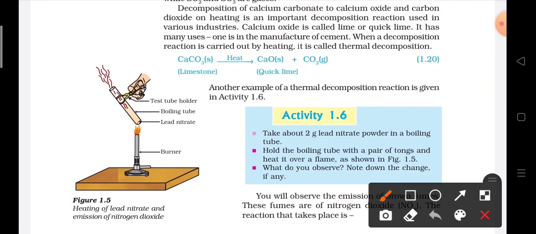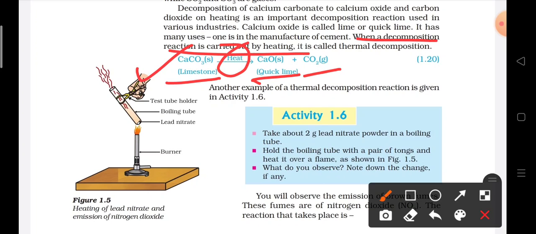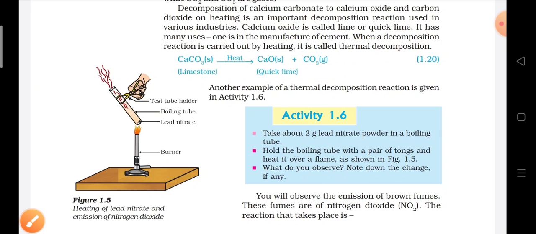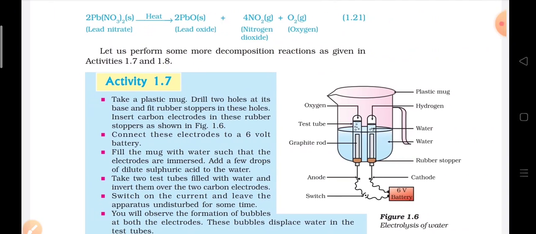Now similarly, here is a decomposition reaction on heating. Calcium carbonate when heated breaks down into calcium oxide and carbon dioxide. This is also a decomposition reaction. Okay, and a decomposition reaction which is carried out with the help of heat is known as thermal decomposition. Clear?